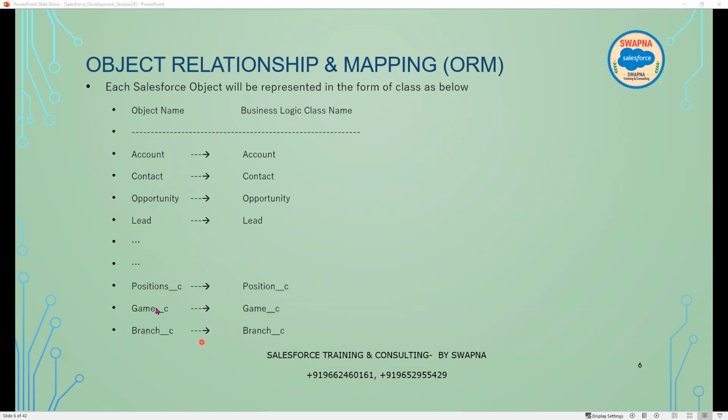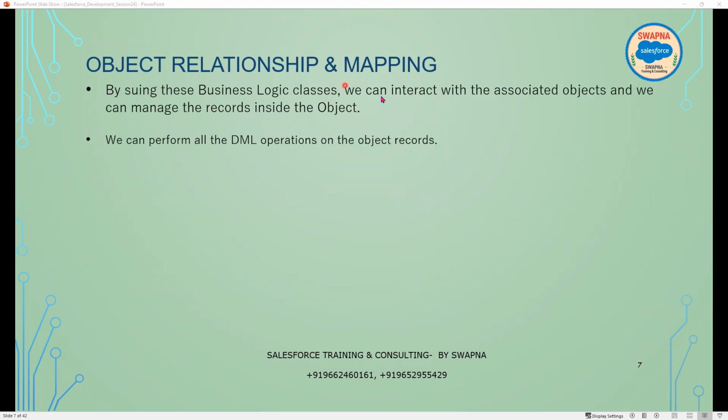So similarly, if you have any other custom object, your class name will be the same as the object name. That means by using these business logic classes, we can interact with the associated objects. That is where these ORMs are going to help you. ORMs basically help the developer to interact with the objects.